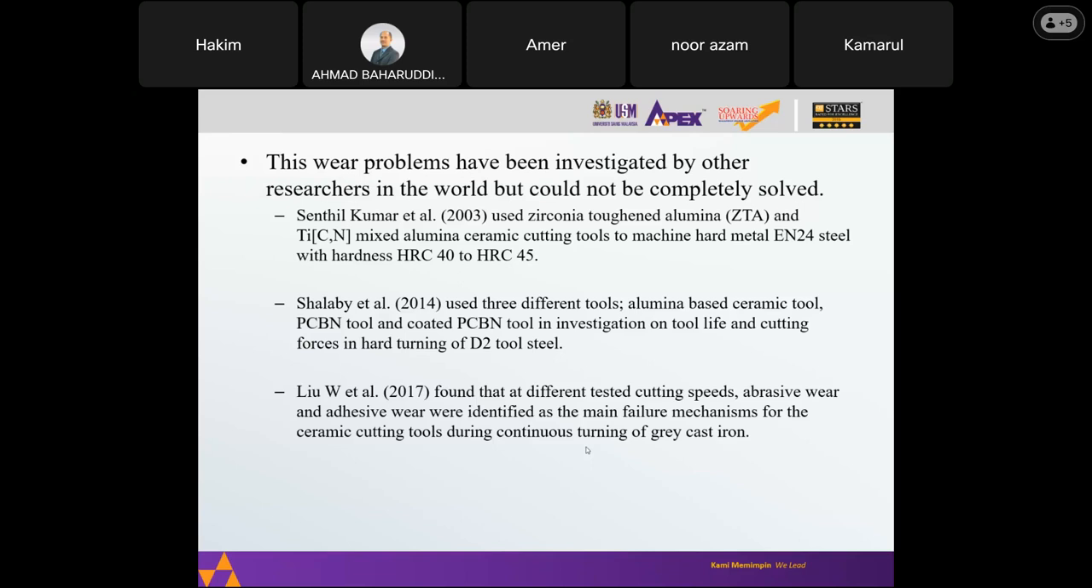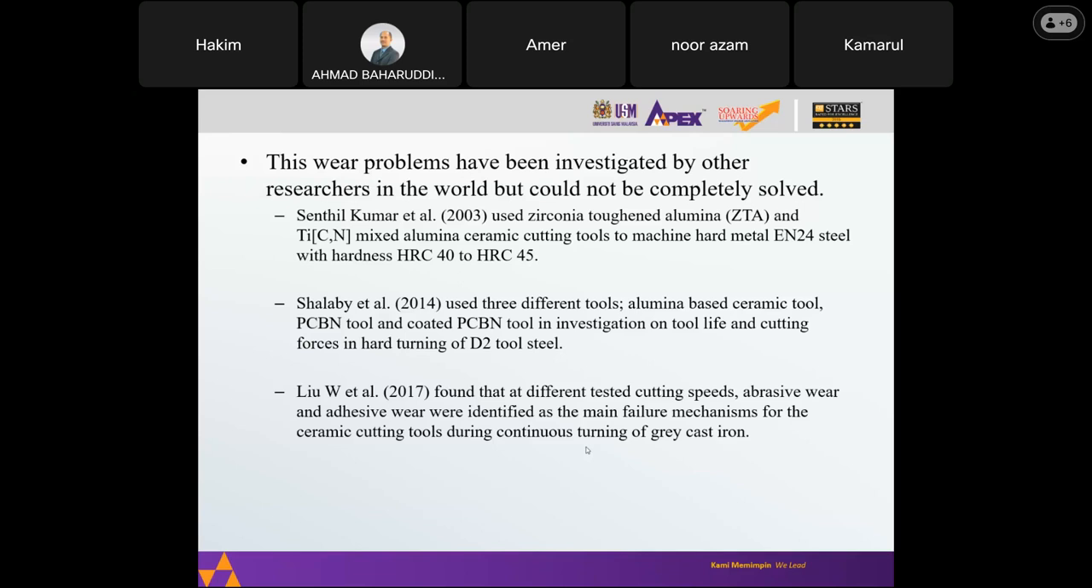And in other research, Shalabi used three different tools. They used an alumina based ceramic tool. They used a PCBN tool, polycrystalline cubic boron nitride. And a coated polycrystalline cubic boron nitride tool. This polycrystalline CBN is second to diamond in hardness. The first, the hardest material in the world, is diamond. The second one is polycrystalline cubic boron nitride. The third one is CBN.